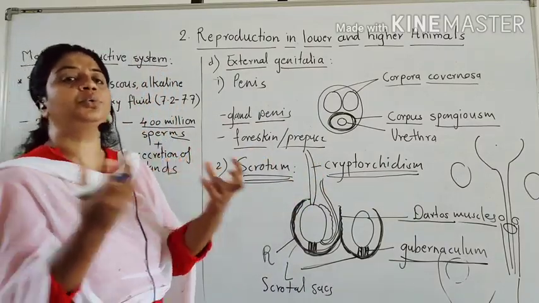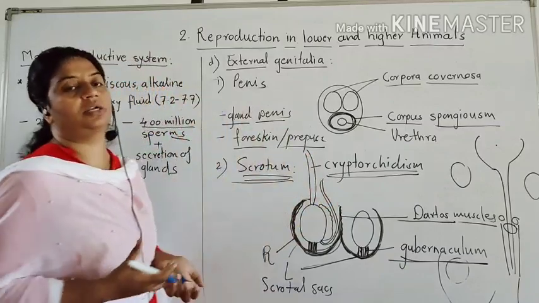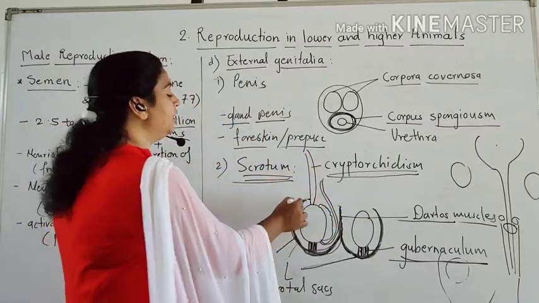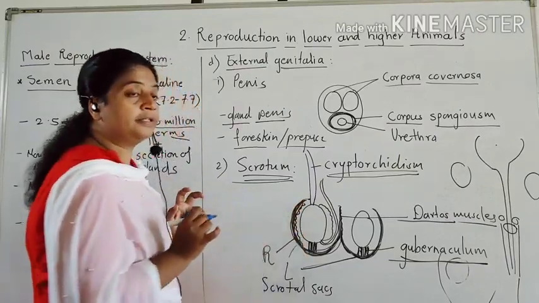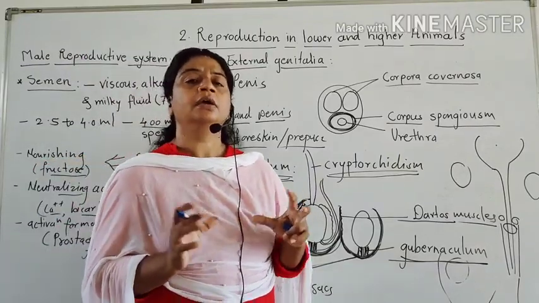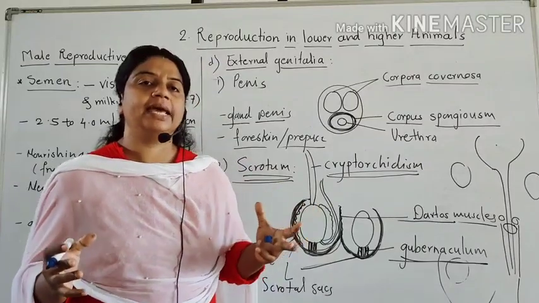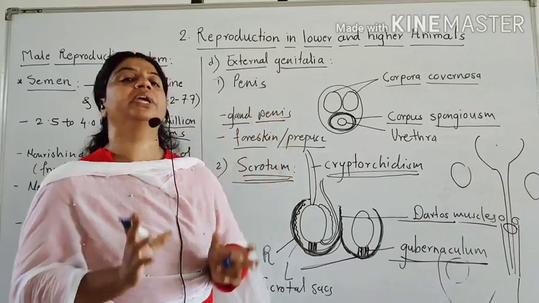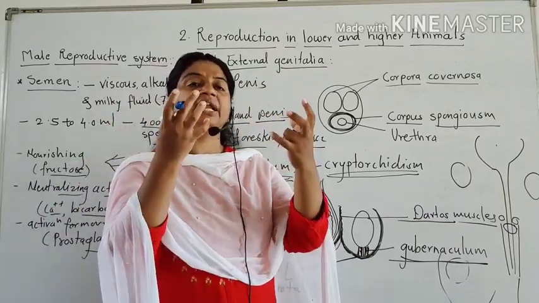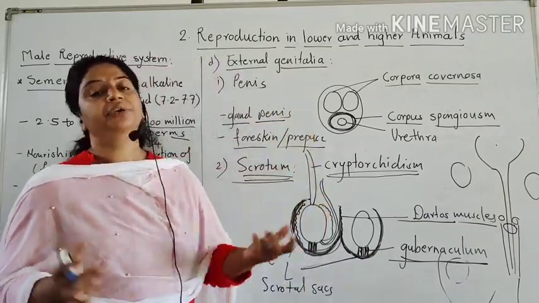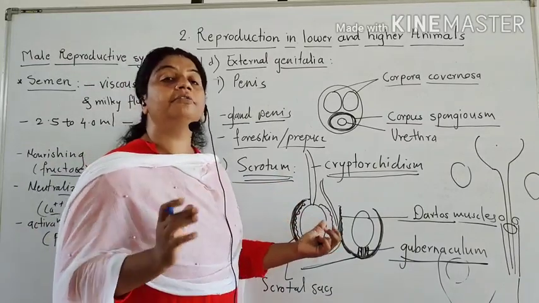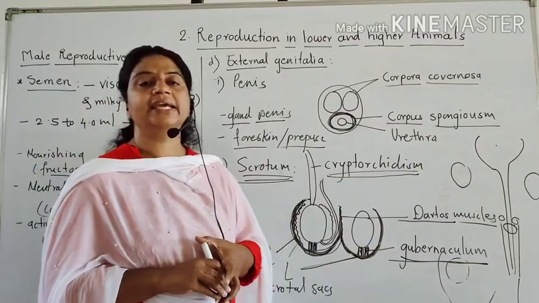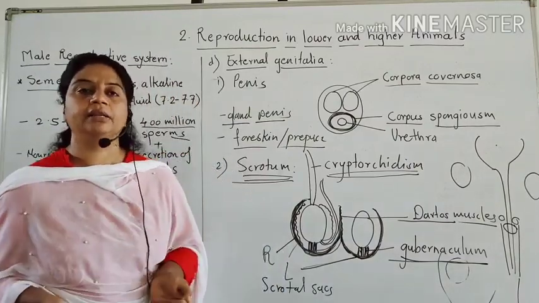These two testes are suspended in the scrotal sacs, and the scrotal sac is internally made up of dartos muscles, which contract as well as relax. They draw the testes towards the abdomen during the winter season and let them drop down during the summer season. It is the requirement of temperature. Then the next topic is the female reproductive system.